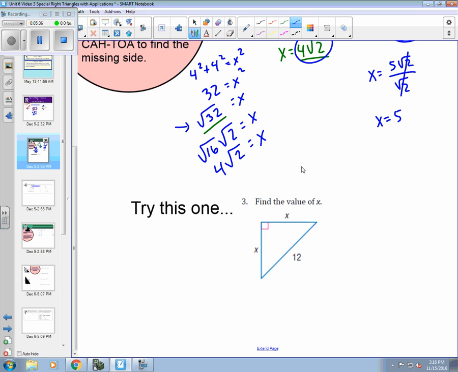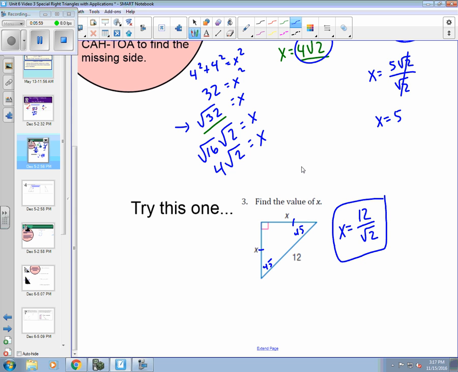Looks like on this one, another 45, 45, 90 triangle because we got two sides the same, meaning two angles the same. Here we know the bigger side. We're going to a smaller side, which means you would not want to multiply by square root of 2. You'd actually want to divide by square root of 2. So this is going to be 12 divided by the square root of 2 for the answer.